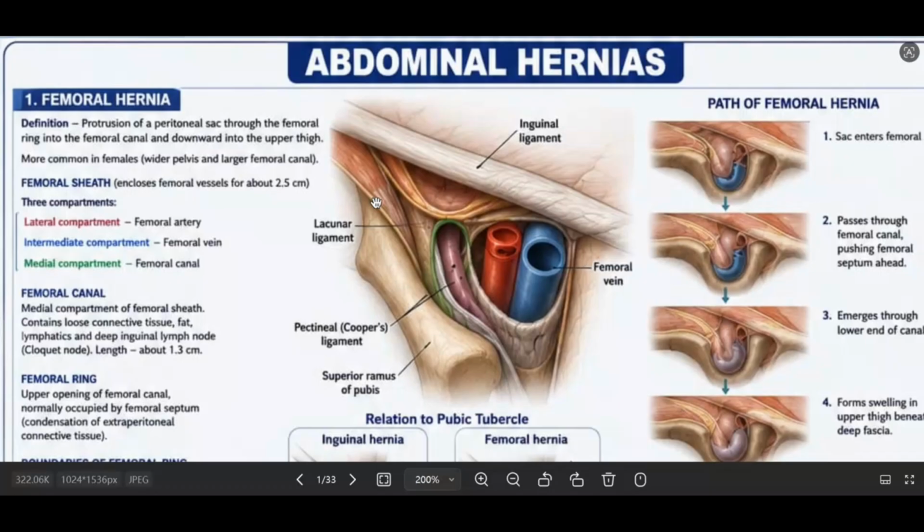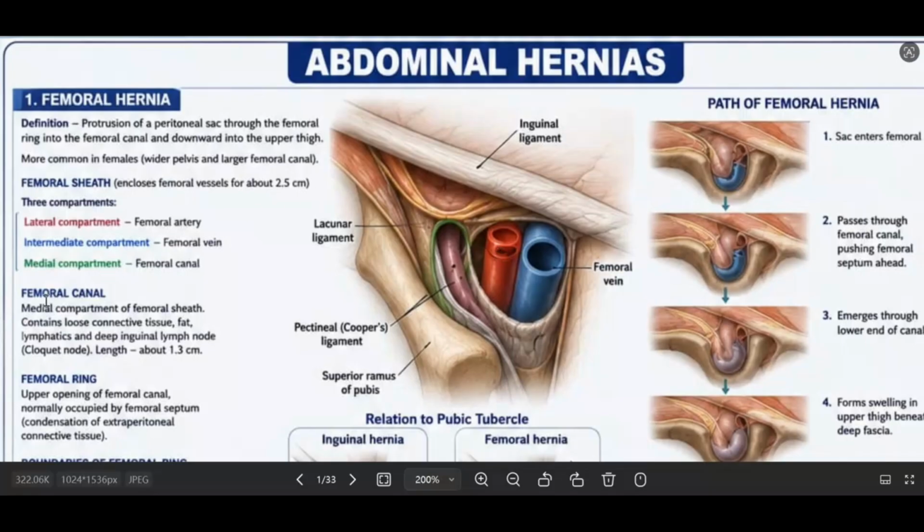Now to memorize this you have to remember a mnemonic called NAVEL. N-A-V-E-L. N stands for femoral nerve, A stands for femoral artery, V stands for femoral vein, E stands for empty space, which means the femoral canal, and L stands for lacunar ligament. So that is the arrangement here. Notice the femoral nerve is not present inside the femoral sheath.